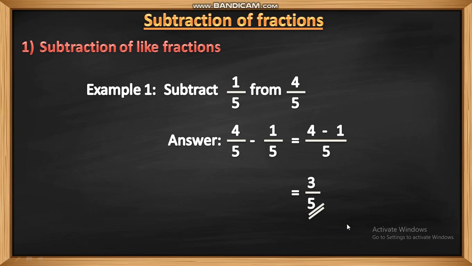Draw 2 lines. It's very simple. If the denominators are the same, you may do the numerator, that is 4 minus 1, divided by 5. 4 minus 1 is equal to 3, so you can write the answer 3 by 5.